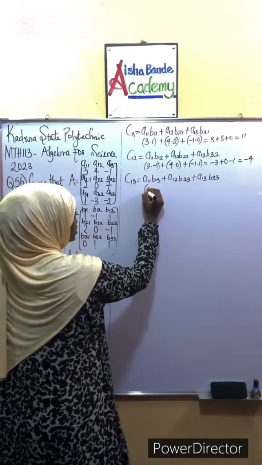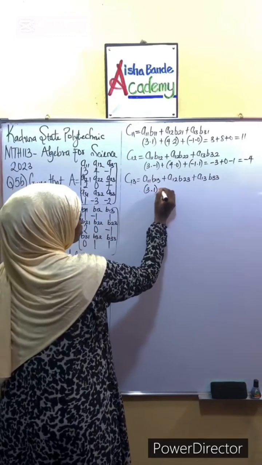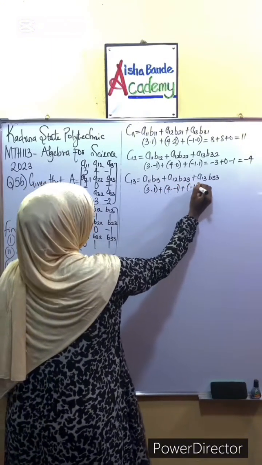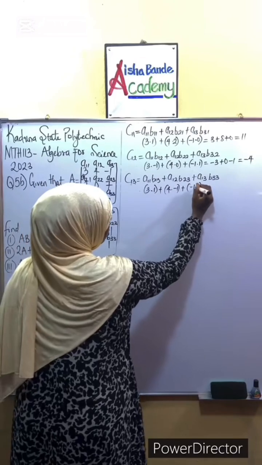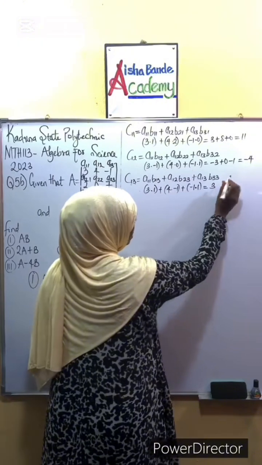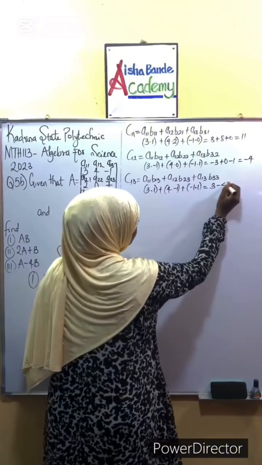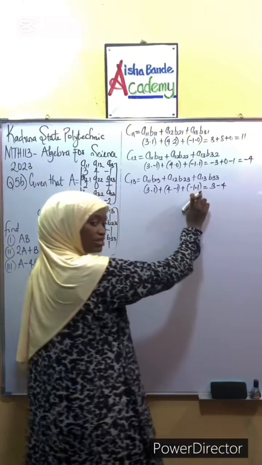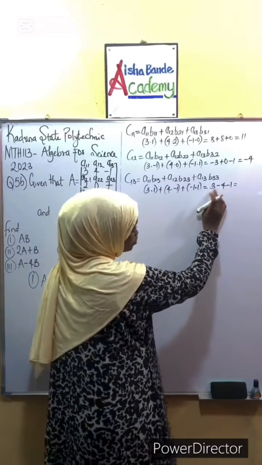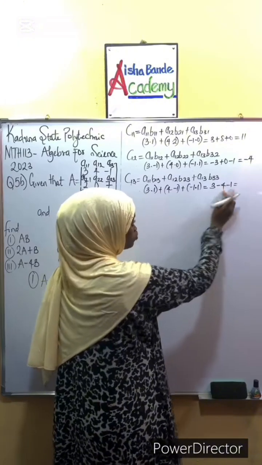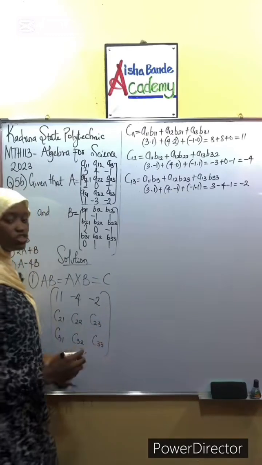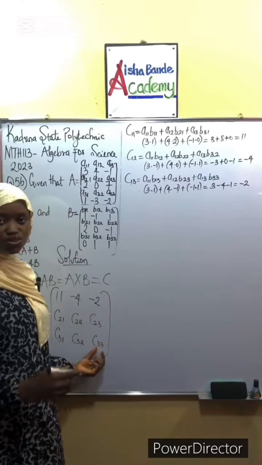So A11, which is 3, multiplied by 1, plus 4 multiplied by minus 1, plus minus 1 multiplied by 1. So 3 times 1 is 3, 4 times minus 1 is minus 4, then minus 1 times 1 is minus 1. So here we have 3 minus 4 minus 1. 3 minus 4 is minus 1, minus 1 minus 1 is minus 2. So what this means is that our C13 is minus 2. That's how we keep solving till we get to the last one, which is C33.